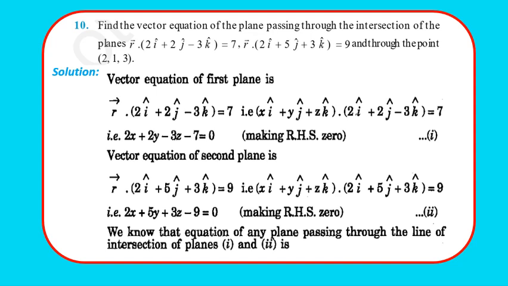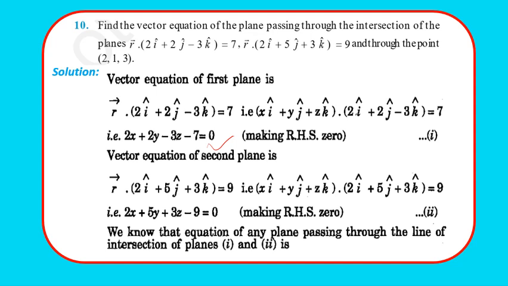Moving to question 10. Find the vector equation of the plane passing through the intersection of the planes r dot (2i + 2j - 3k) = 7 and r dot (2i + 5j + 3k) = 9 and through the point (2, 1, 3). Now the vector equation of the first plane: r dot (2i + 2j - 3k) = 7. That is, we can write (xi + yj + zk) dot (2i + 2j - 3k) = 7. So taking the dot product, we get 2x + 2y - 3z - 7 = 0.